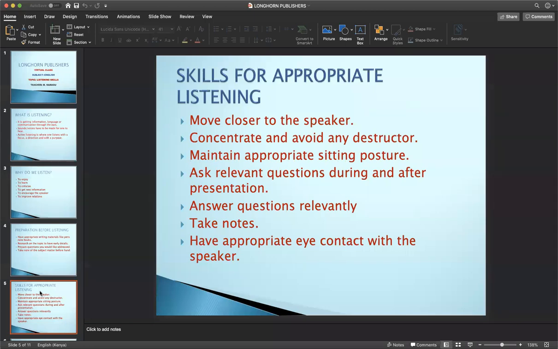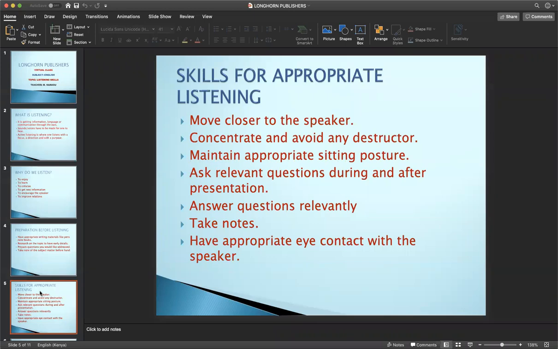And then during the speech, the speaker may ask questions. So when you are asked questions, answer them relevantly. That is a skill that you need to have for listening. One of them is answering the questions that the speaker may ask. Then you need to take notes, have appropriate eye contact with the speaker.